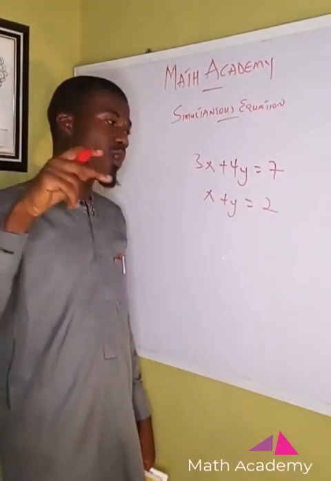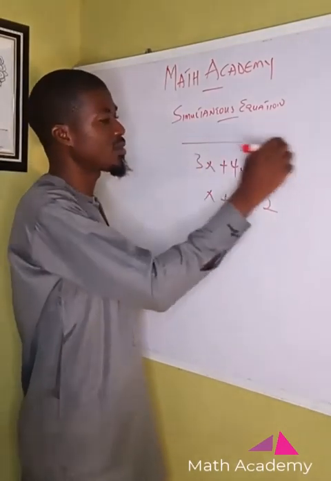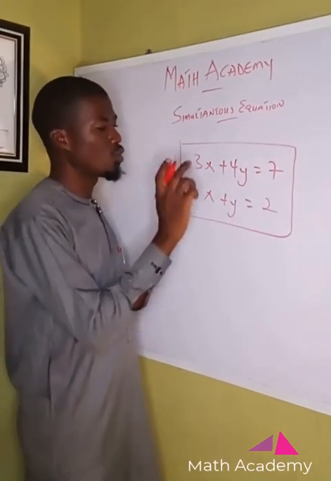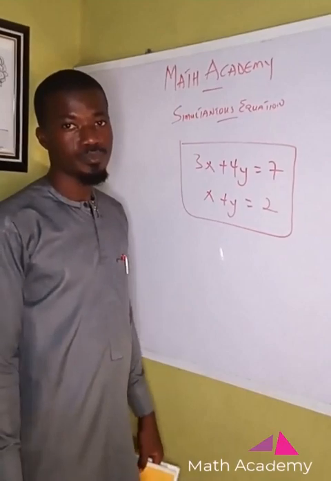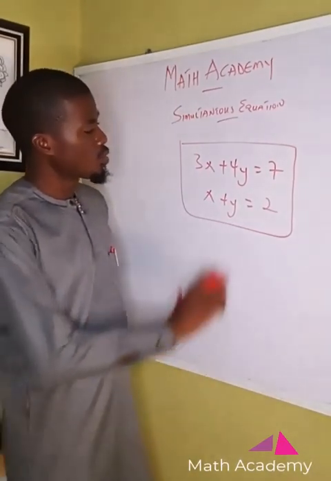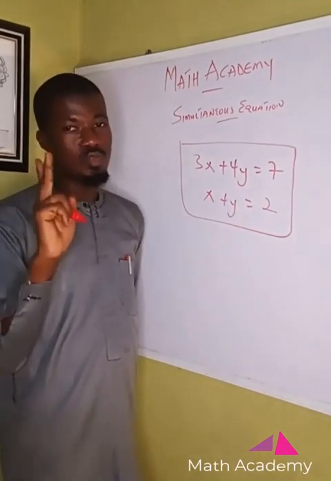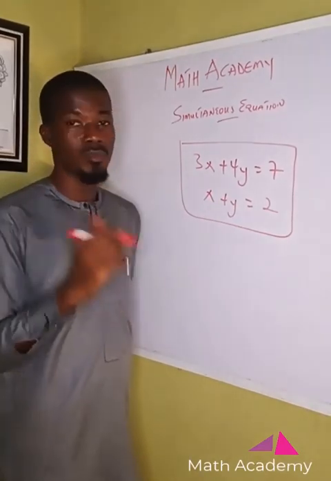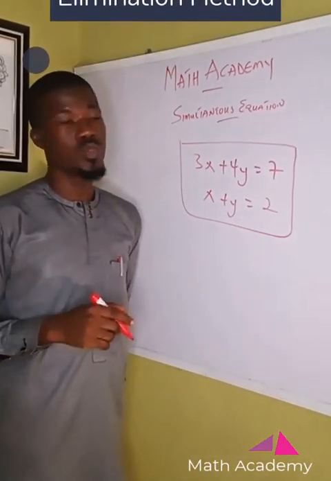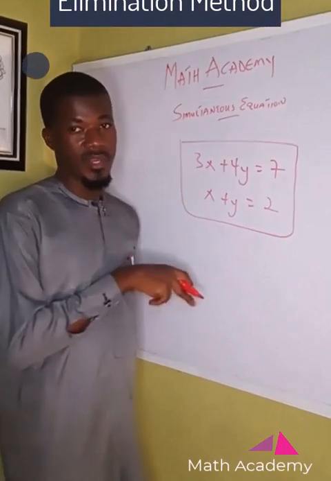is to identify where your question is coming from. So when you see something like this, you should automatically know this is simultaneous equation, right? And now to solve simultaneous equation, there are basically two methods to use. You can use the substitution method or the elimination method, which we are going to treat right now, right?